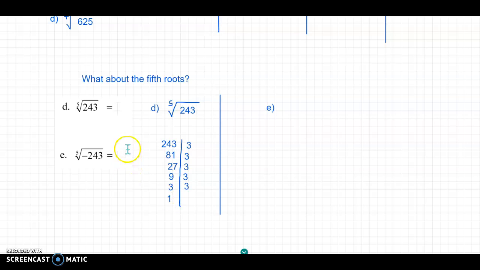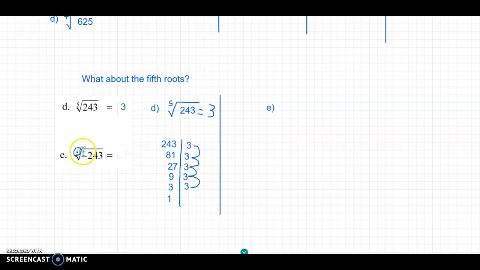Okay, so let's take a look. We need a group of 5 numbers, because look at the index, 5. So we have 1, 2, 3, 4, 5. So 3 multiplied by itself 5 times will be 243. So the answer will be 3. Okay, that will be the answer for this fifth root. All right, that will be 3. You can check that multiplication again.